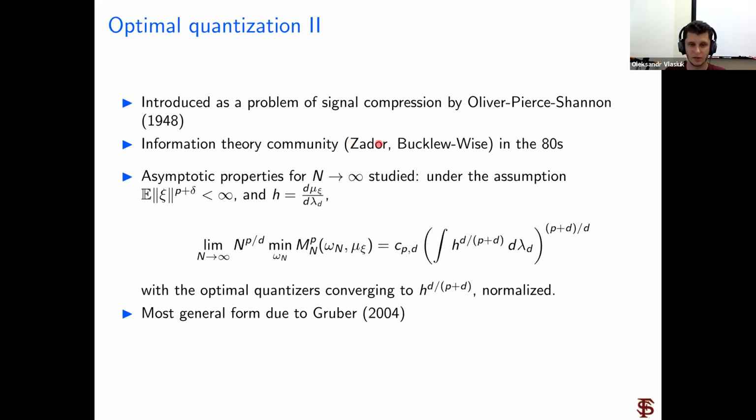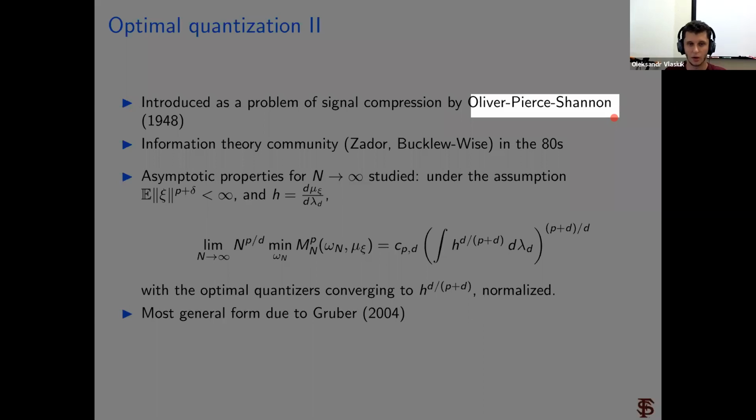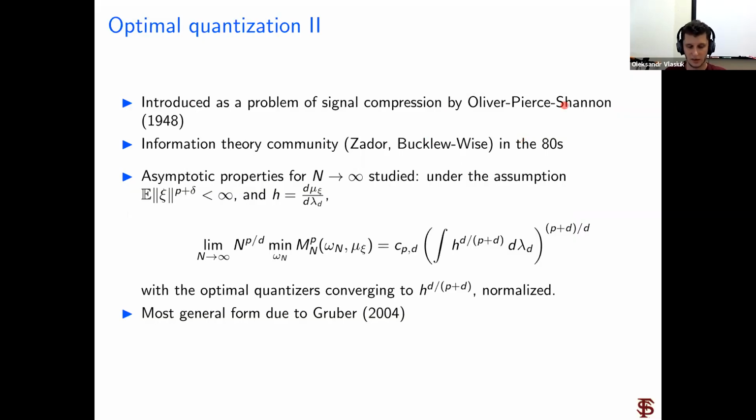In particular, there's one by Oliver, Pierce, and Shannon from 1948, and it's great to have a topic started by Shannon. So anything that has Shannon's name on it is great automatically. I think we can all agree. So this has been studied in the following 3 decades through the 80s. In particular, the asymptotic properties of the error were studied.